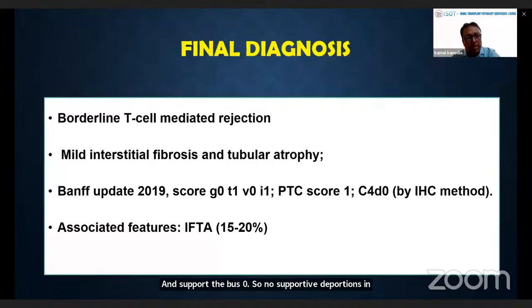So we kept the diagnosis of borderline T cell mediated reaction with mild interstitial fibrosis and tubular atrophy. In the 1 year post-transplant biopsy, the creatinine level was almost normal, there was no change or elevation of the creatinine level. The biopsy was performed to see the histological changes, and borderline T cell mediated reaction with IFTA was reported.